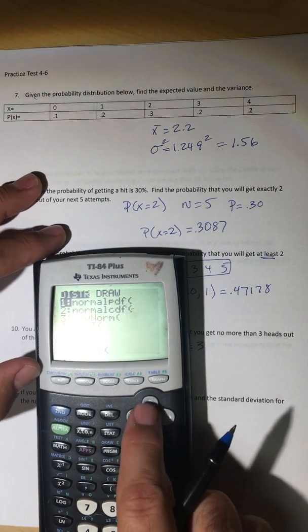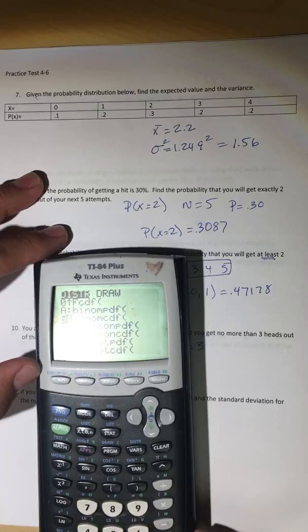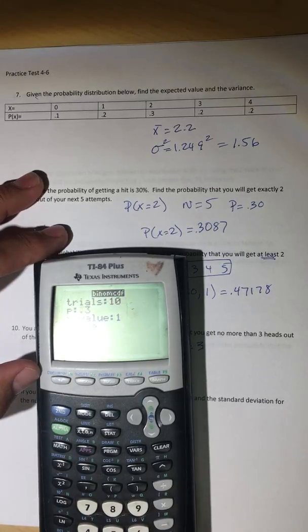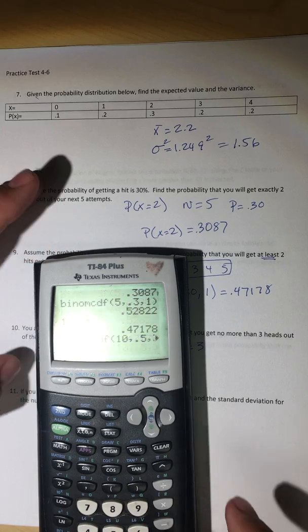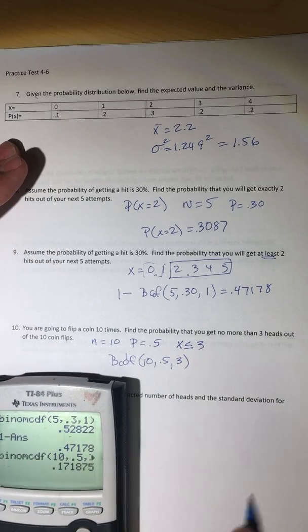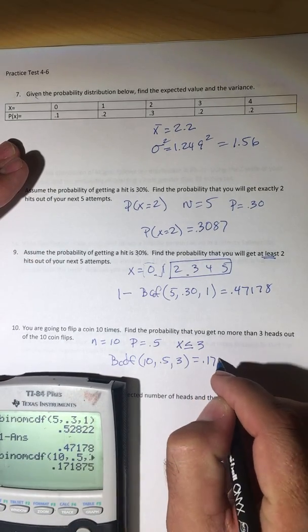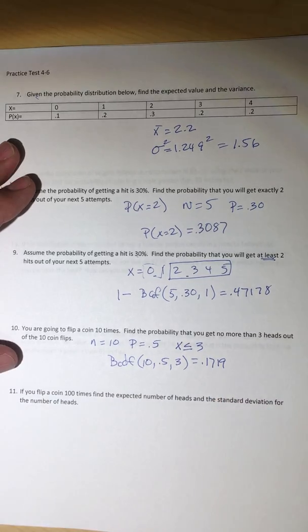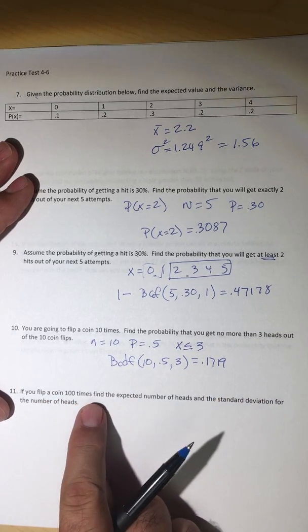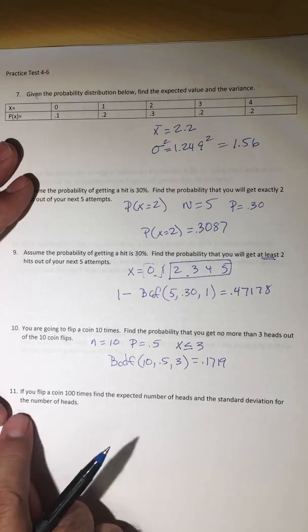So we go distribution, binomial CDF. There were 10 tries, 50% chance for the heads, and up to 3 gives me 17.18, so 0.1719.